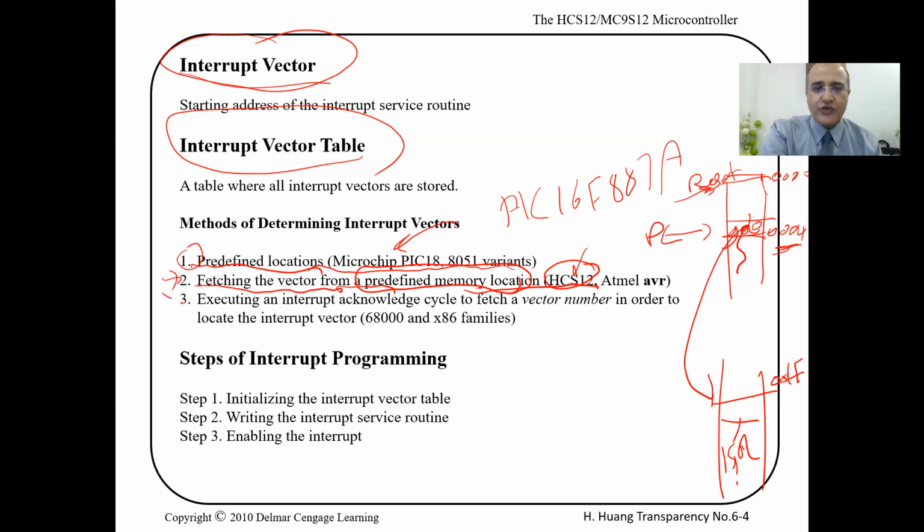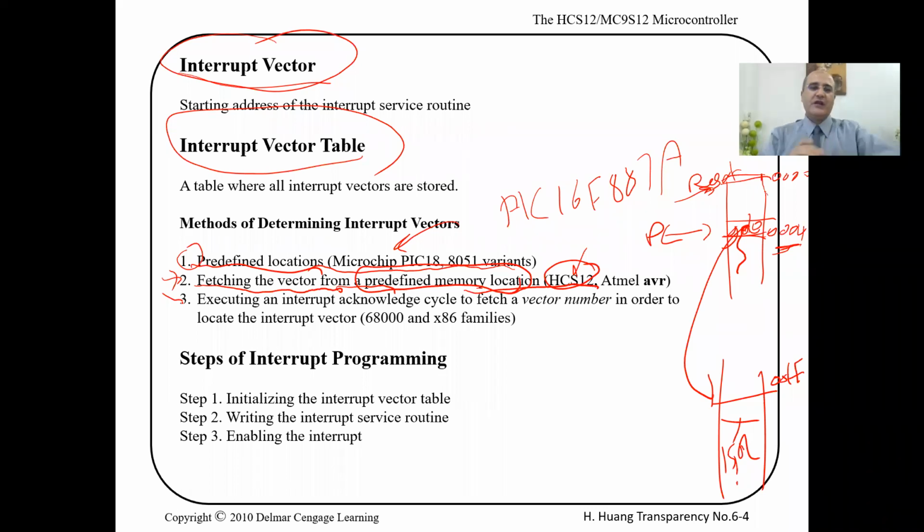A third way is to execute an acknowledge cycle to fetch where the vector is. So you don't know where. You execute some code. The result will give you a number. The number is a location of where you can go find your starting address of the interrupt service routine.